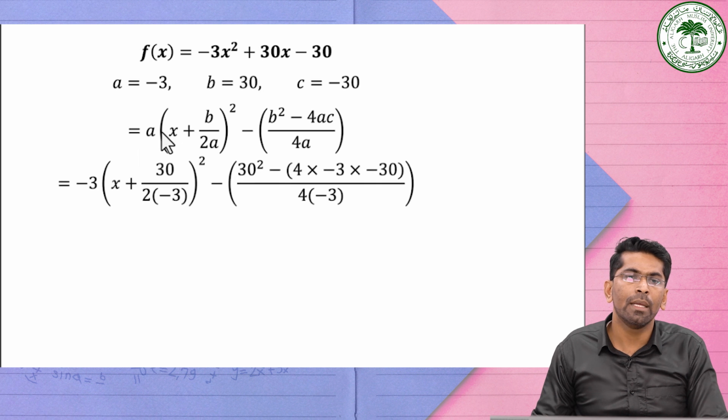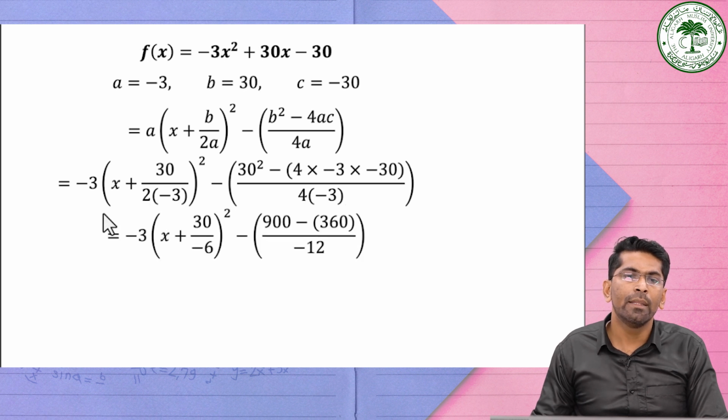So it will become a, that is minus 3, into x plus b, that is 30, divided by 2 into minus 3, minus b square, that is 30 square, minus 4 into a, that is minus 3, into c, that is minus 30, whole divided by 4 into a, which is minus 3. If you go for simplifying it, then it is minus 3 into x plus 30 divided by 2 into minus 3, which is minus 6, minus 30 square, which is 900, minus 4 into minus 3 into minus 30, which is 360, divided by 4 into minus 3, which is equal to minus 12.